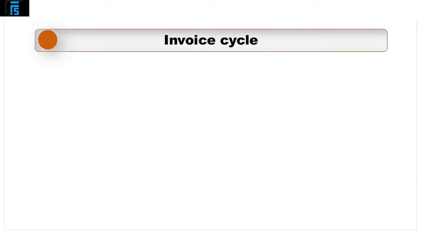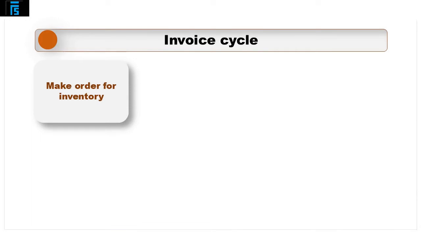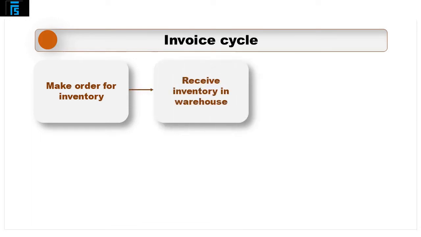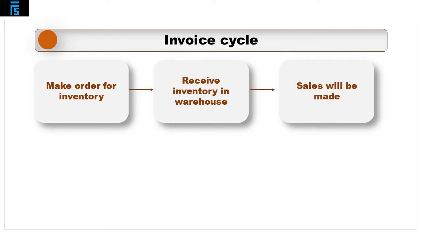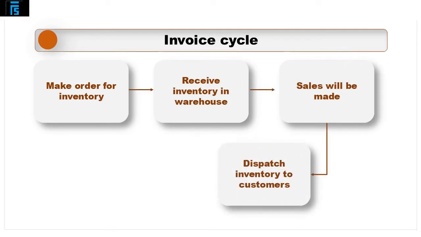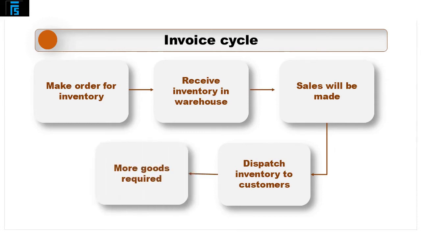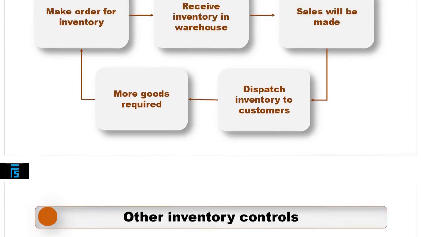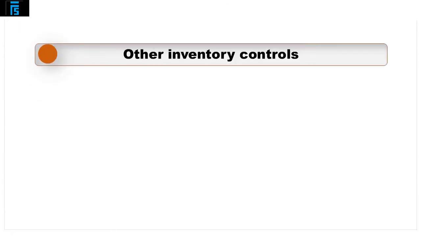The inventory cycle works very much like a cycle. The business will make an order for inventory. The inventory will be received in the warehouse. Sales will be made. The inventory will then be dispatched to the customers. So more goods will be needed and they can make an order for more inventory. We have seen many of the controls already in this process as the inventory cycle is blended with the sales and purchase cycles.